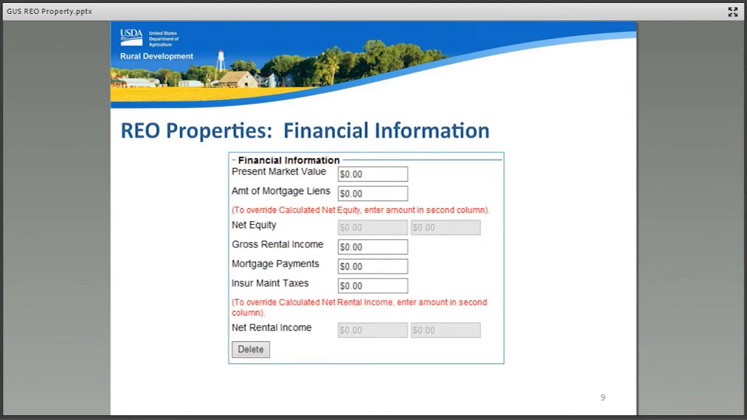The Financial Information section will also allow for data entry into the following fields as applicable for the selected property disposition: present market value, amount of mortgage liens, net equity, gross rental income, mortgage payments, insurance, maintenance, and taxes, and net rental income. GUS will automatically calculate net equity and net rental income when it applies, but the user can override the calculation. These data fields will be covered in the appropriate disposition examples in this training. The following slides will review GUS data entry based upon the selected property disposition.